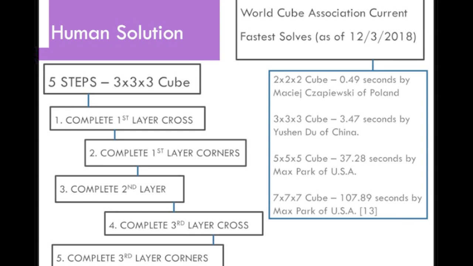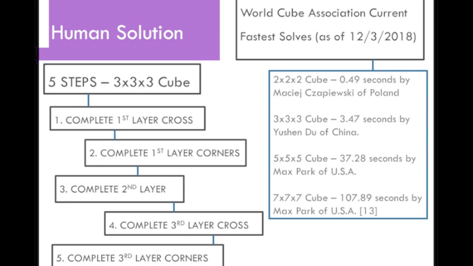The first step, complete the first layer cross. The second step, you complete the first layer corners. The third step, you complete the second layer. The fourth step, you complete the third layer cross. And the fifth step, you complete the third layer corners. In the next slide, I'll show you a picture of what that looks like.